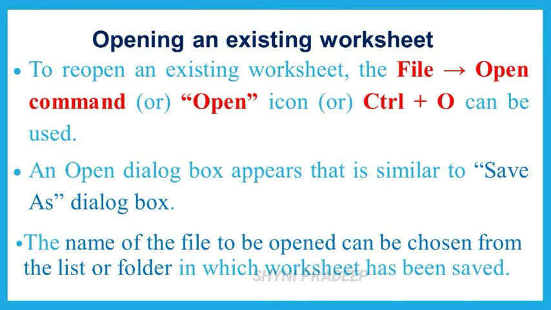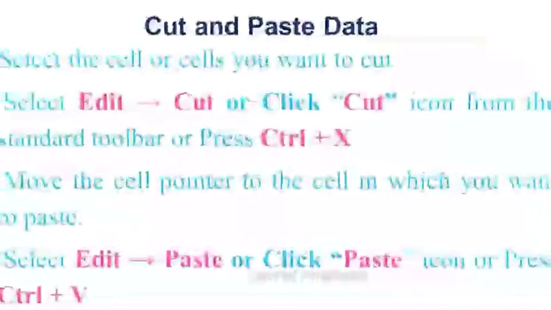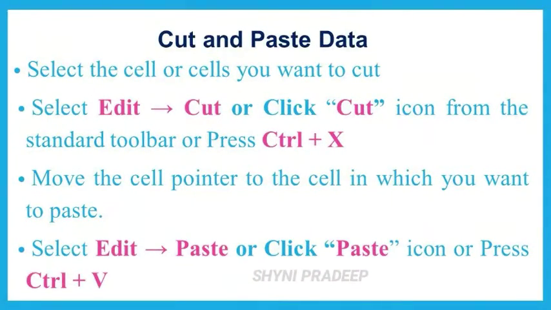When you give these options, an Open dialog box will appear in front of you. It is similar to the Save As dialog box. In the dialog box, you have to choose the name of the file that you want to open. After that, click the Open button. The worksheet will be displayed on your screen. Next topic is cut and paste data.